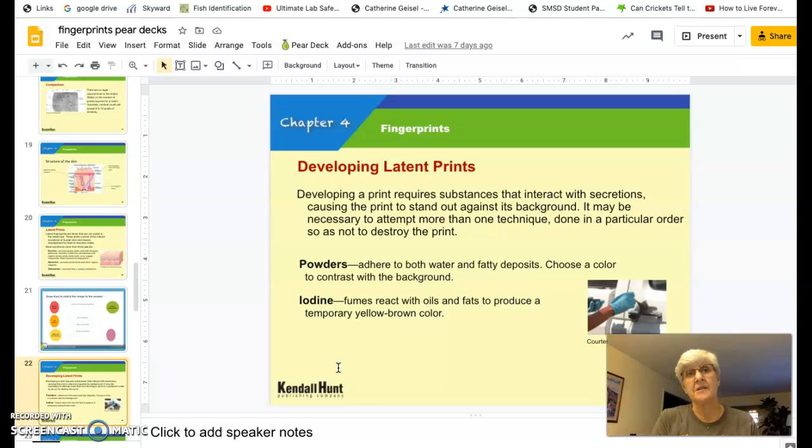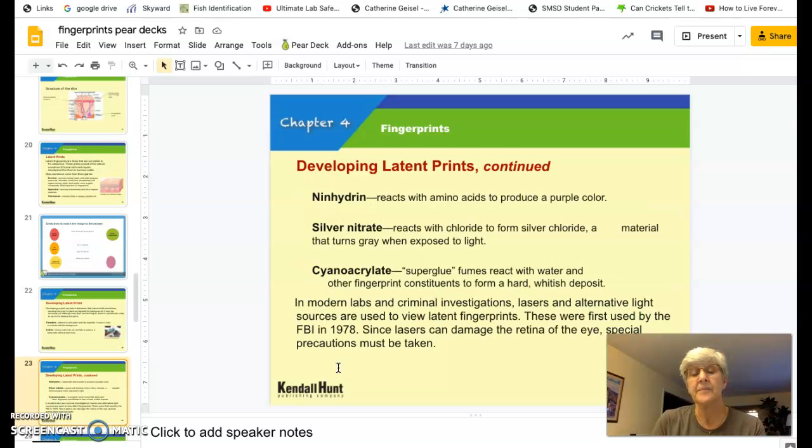Iodine, which you've all seen, which has that orangish brown color, can react with oils and fats. If you have a piece of paper or something that is a little more porous and you leave the iodine crystals there, it will release a fume or gas, and that will temporarily produce a yellow or brown color. The problem with iodine fingerprints is that they don't last a long period of time.